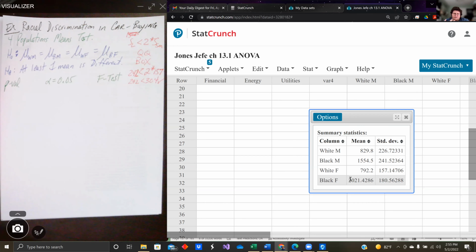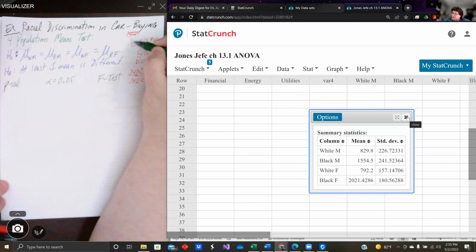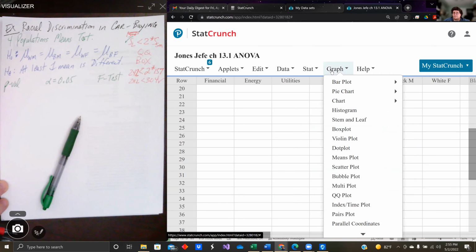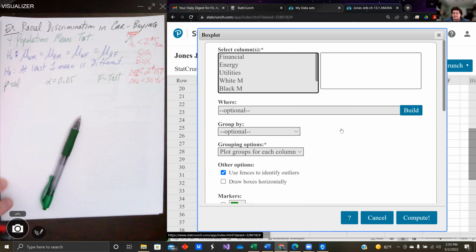Is that really enough of a difference to say that, yes, there is discrimination? Because while this looks like a $1,000 difference, cars go for a lot of money. Is $1,000 a lot of money relative to the type of car that they're working on? I don't know. So that's what this ANOVA test is for. But I checked my standard deviation one. That one works. Let's check the QQ plots. Oh, let's do the box plot, because it said I can do the QQ plot in the actual thing.